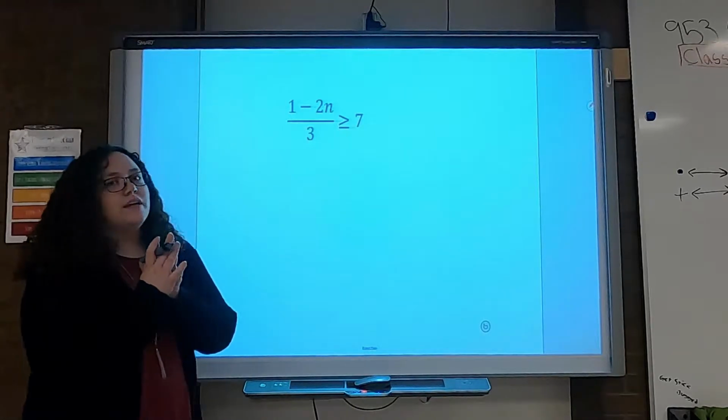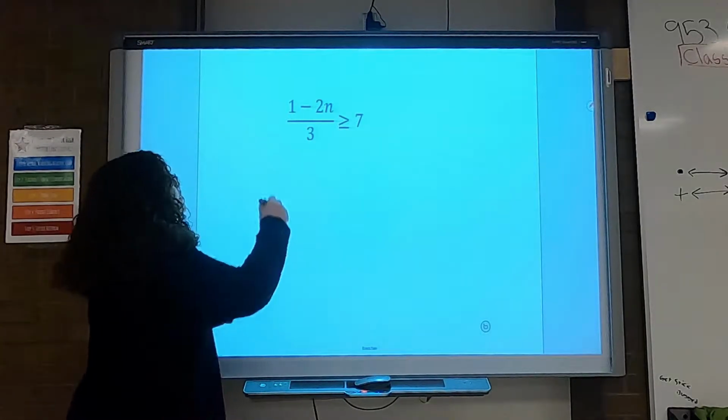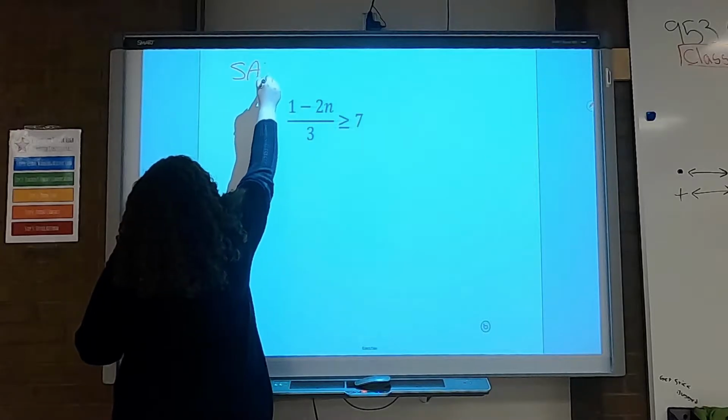Okay, so this one is one of those examples that you're really going to want to use SADMEG for. And I'm short, but I'm writing it up at the top here.